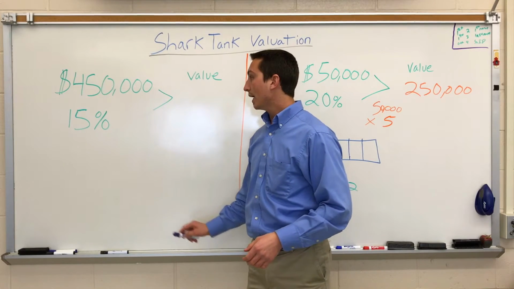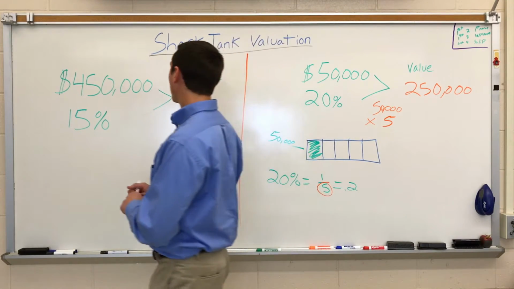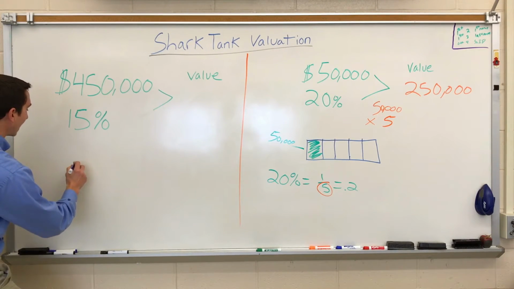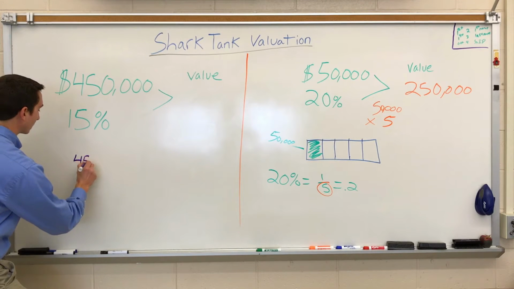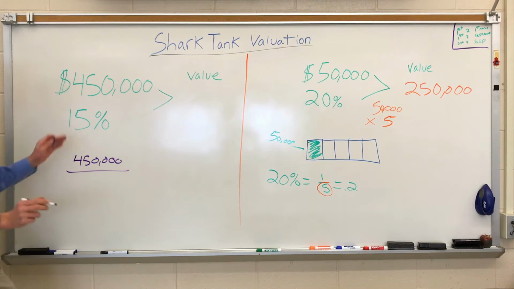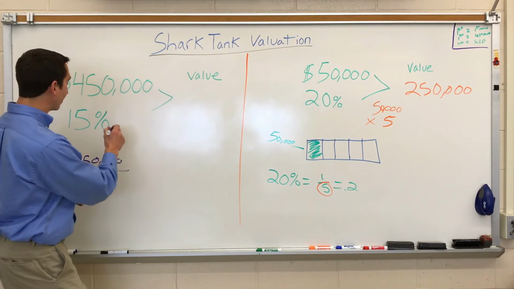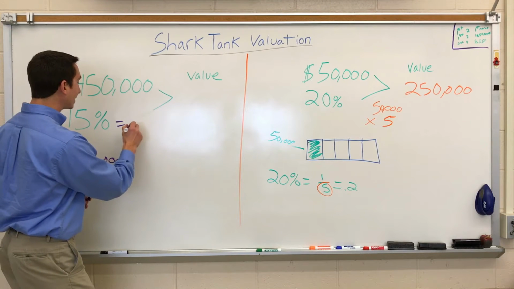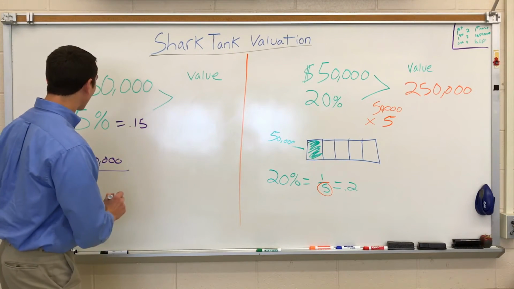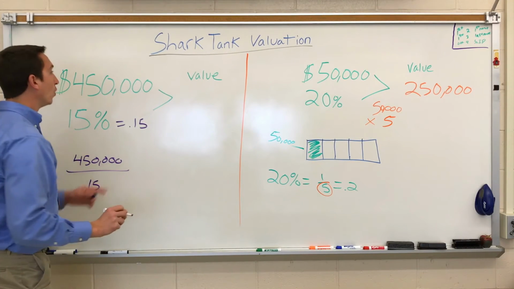So instead of having to turn this into a fraction and multiplying the denominator times the amount, you simply can just actually take the number itself. So you can take this 450,000 and you can divide it by the percent of the business that they're giving away or that they're selling. So in this case, we still have to change the form. We want the decimal form. So 450,000 divided by 0.15 will get us our value.